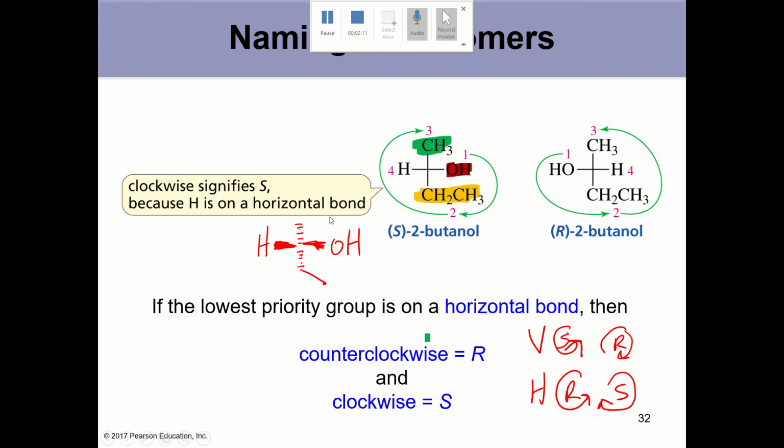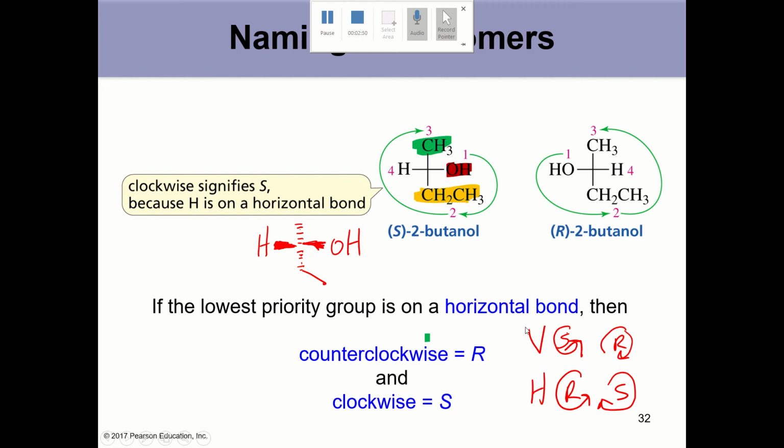Okay, looking at the next rule. If the lowest priority group is on a horizontal bond, then counterclockwise is R and clockwise is S. Notice that it flips. If the lowest priority group is on a horizontal bond, it's on a wedge that is coming towards you. Then counterclockwise is R and clockwise is S.